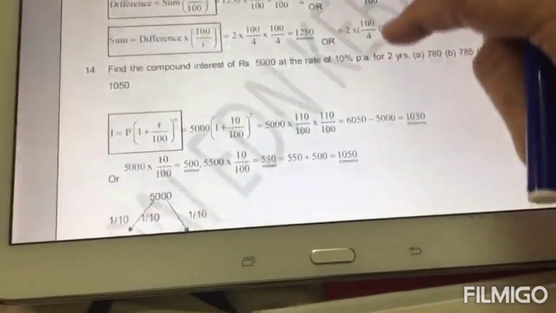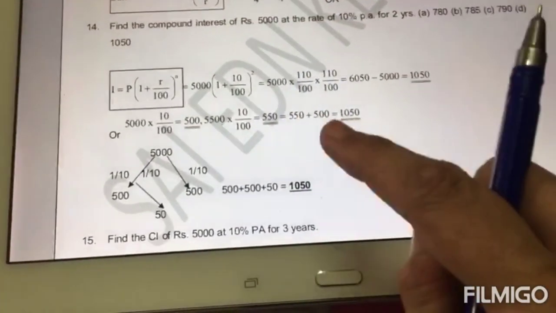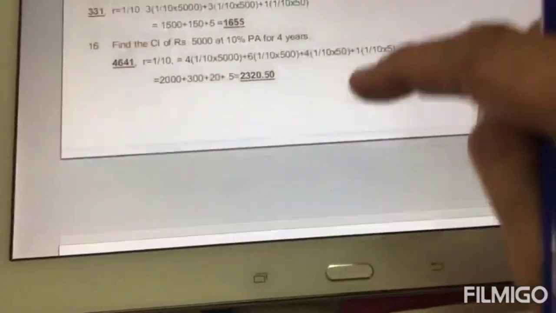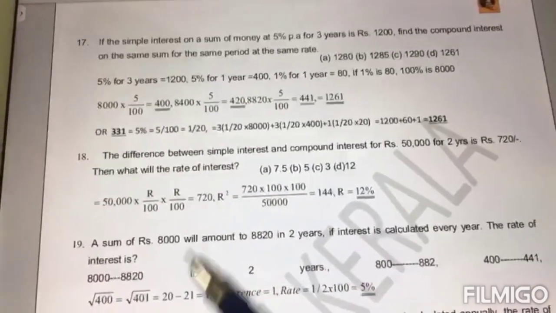So 14 is very straightforward. You simply have to find the compound interest. You do it the way we did it. 15 and 16 are also the same, so I'm not doing it. Let's do number 17. I hope it's clear so far.